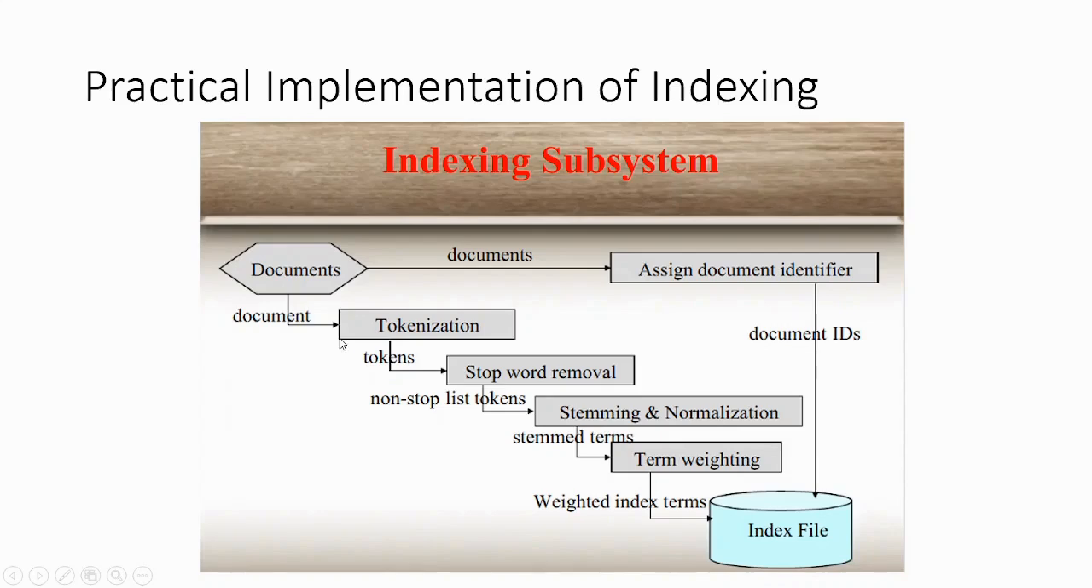The various tasks that accompany the indexing process are tokenization, stopword removal, stemming and normalization, and term weighting. These tasks we have seen in text processing itself, and the same process continues for a retrieval system. Tokenization we are clear with: special characters have to be removed, and any blank spaces have to be removed.